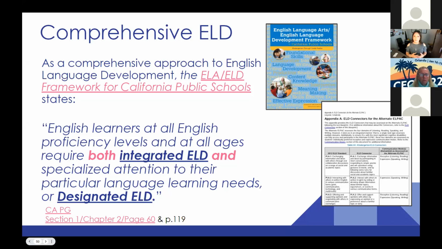As a comprehensive approach to ELD, the ELD framework states that English learners at all proficiency levels and at all ages require both integrated and specialized attention to their particular language needs, or designated ELD. And again, this is applicable to all English learners, including English learners with disabilities. Next slide.